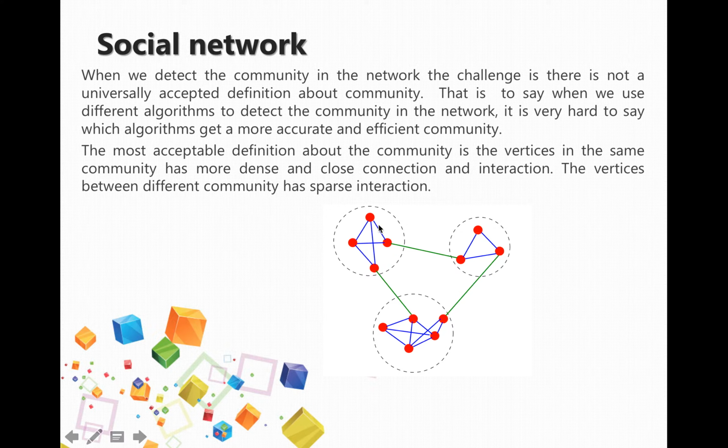In this example, we can see these two vertices have a very close connection and interaction, so they are in the same community. But these two vertices have very long or no interaction or connection, so they belong to different communities. So we can see there are three communities here.